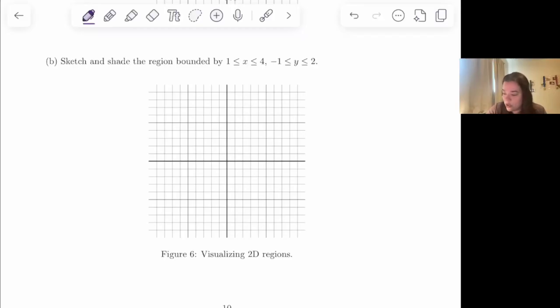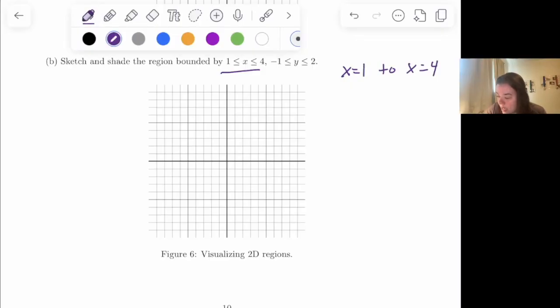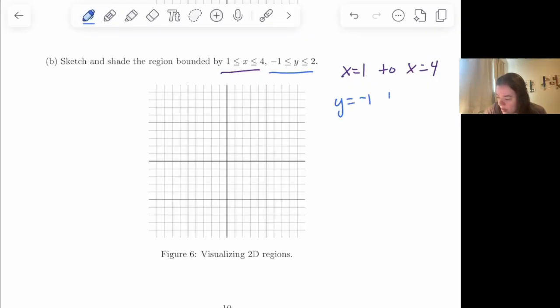Let's just make sure we can do it one more time. So sketch and shade the rectangular region bounded by x going from 1 to 4. So this means we're going to go x equals 1 to x equals 4, those two vertical lines. And then notice y has a set of directions as well. We're going to go y equals -1 to y equals 2.